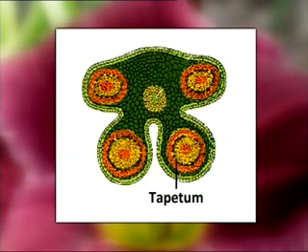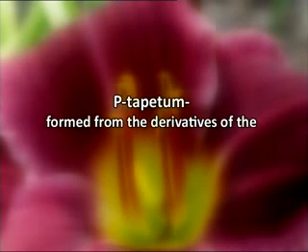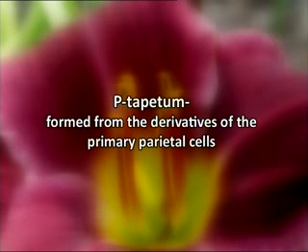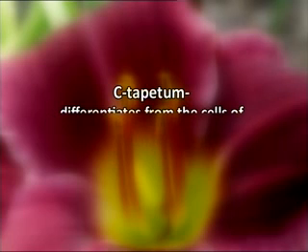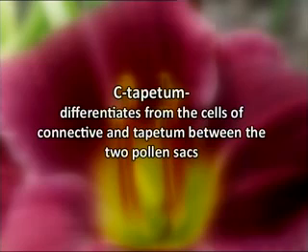Tapetum is present in the form of a homogeneous layer which completely surrounds the sporogenous tissue. In some taxa, however, a dimorphic tapetum is present. For example, in Nigella damascena, the tapetum on the protuberant side of the anther, formed from the derivatives of the primary parietal cells, is called P tapetum, and on the connective side, where it differentiates from the cells of connective and tapetum between the two pollen sacs, is known as C tapetum.